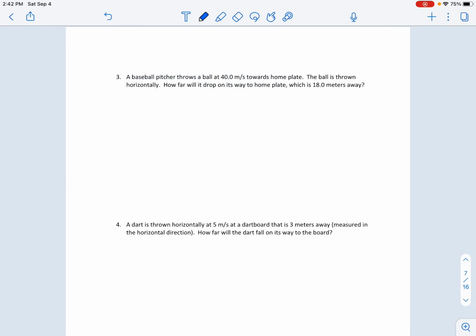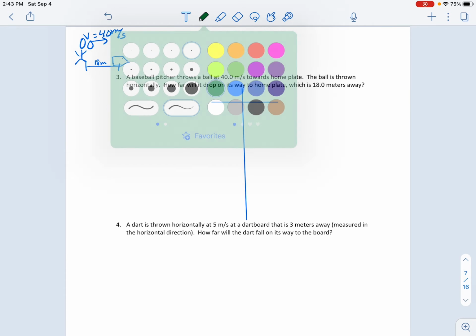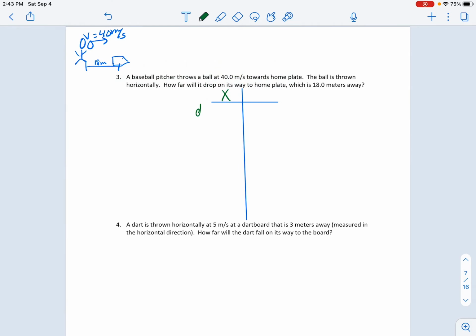Okay, so for my visual people, here is the pitcher. He's got the ball. He's going to throw it to home plate. They told me how fast he threw it. They told me how far away home plate was. And so that is the picture of what I am working with. So let me make my little chart, cut my page in half, and let's start listing our variables.